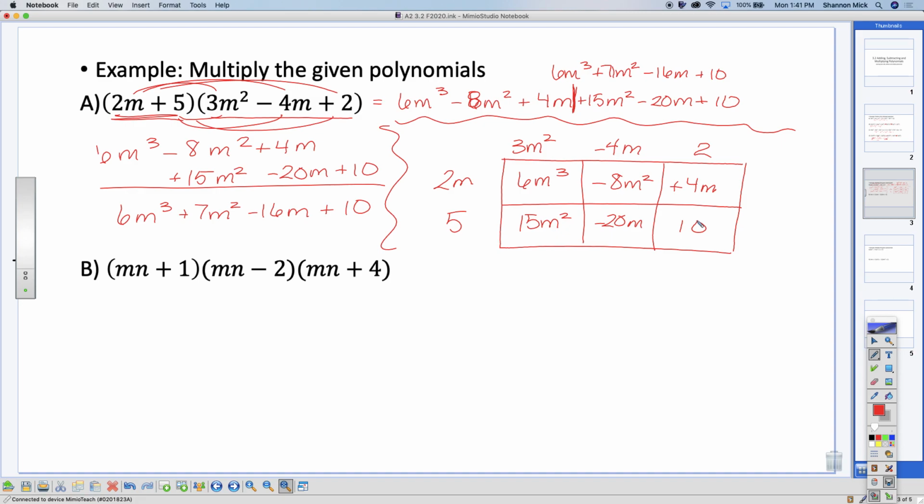Now, if they are like terms, they will be diagonal. Okay? They will never be straight up and down. If you get like terms that are straight up and down, something went wrong. Now, a diagonal could be here and here, but they are diagonal from each other. So these are like terms, yes? Yeah. And these are like terms? Yeah. And when I combine them, I get 6m cubed plus 7m squared minus 16m plus 10.